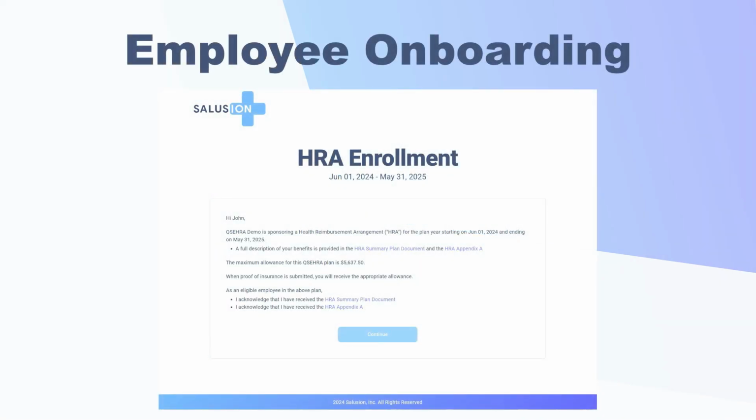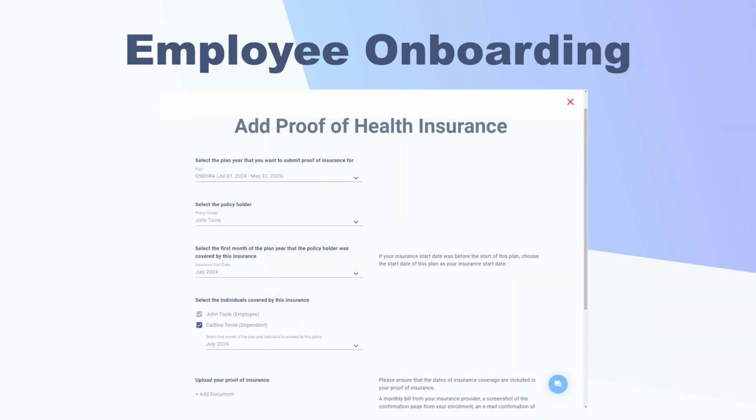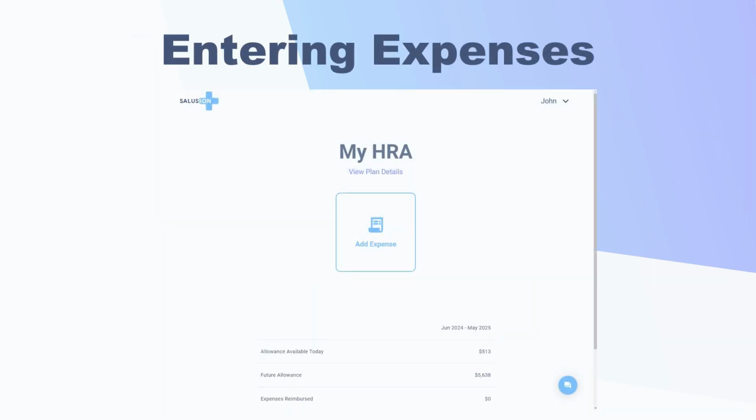Employees will receive an invitation to sign up via email. In the email, they will affirm that they have received the employee notice and summary plan description, which are required by law. Next, they create a login and password with Salusion. Once logged in, they will be asked to provide proof of insurance and to input their banking information so they can be reimbursed. Employees are now ready to submit health claims.